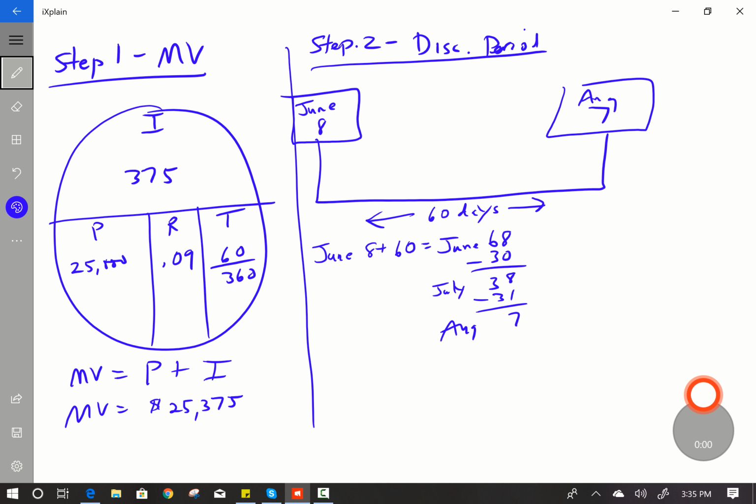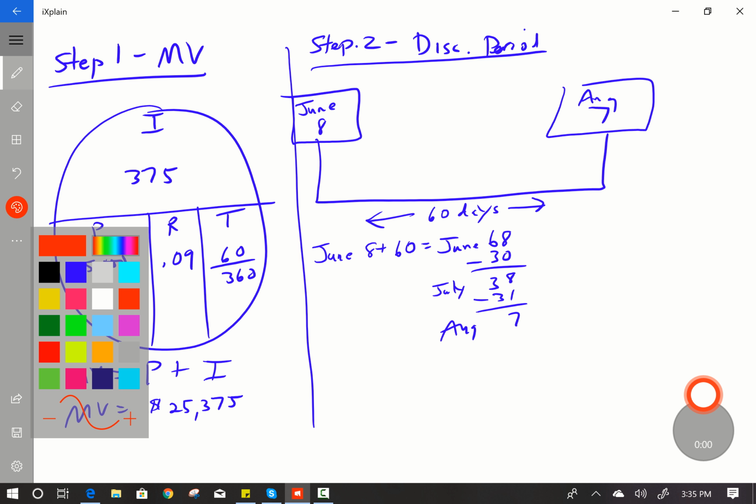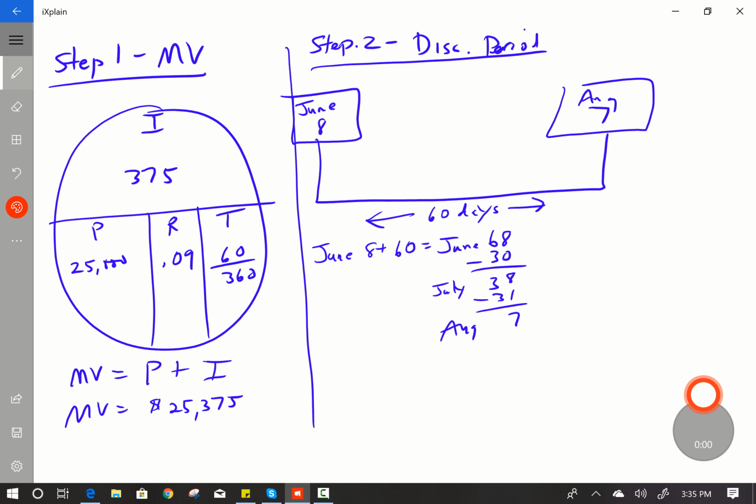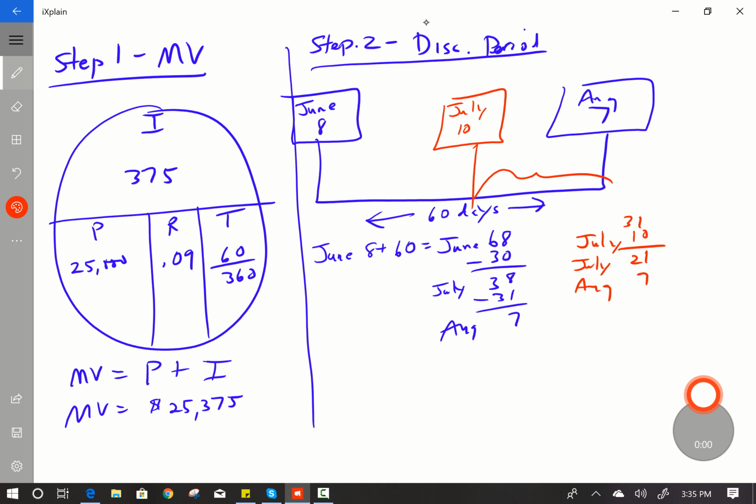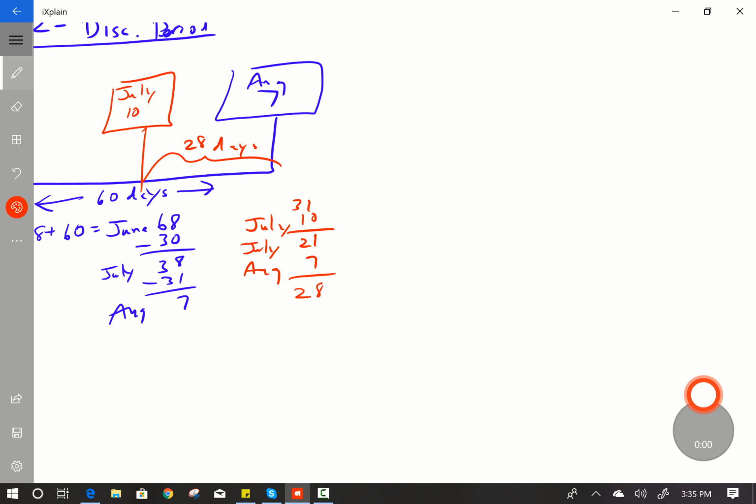Okay, then we know that this note is being discounted on July the 10th. We need to calculate the number of days between July the 10th and August the 7th. There's 31 days in July, which means that there's 21 days remaining in July. And then August, it matures on the 7th, so that gives us 28 days in the discount period. That brings us to step 3.